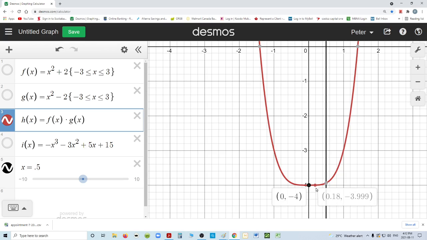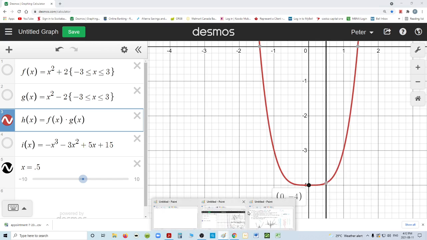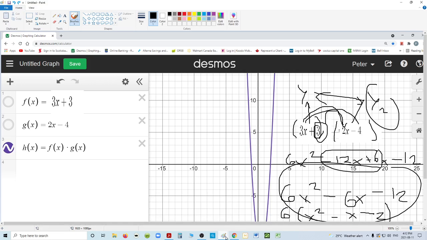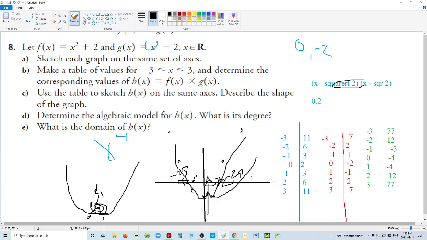Because at 1 it's not -4. So I did some multiplying errors. Let's see if I can spot what it was. So it's -3. Oh, right there. 1 is -3. The rest is fine. So that means the vertex is right there.